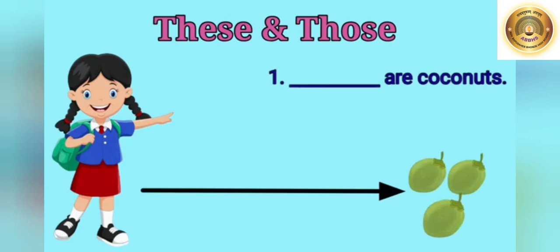Number 1, dash are coconuts. Children, are the coconuts near or far away? Yes, it's far away. So, what will be used? That's right. Those. Those are coconuts.